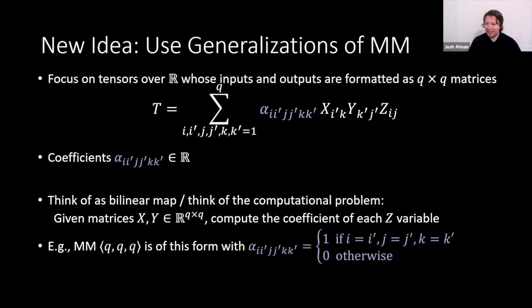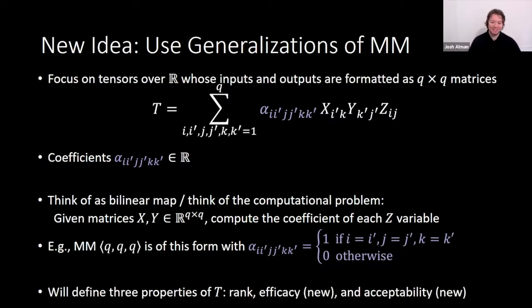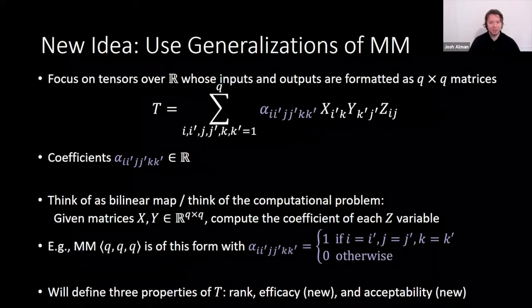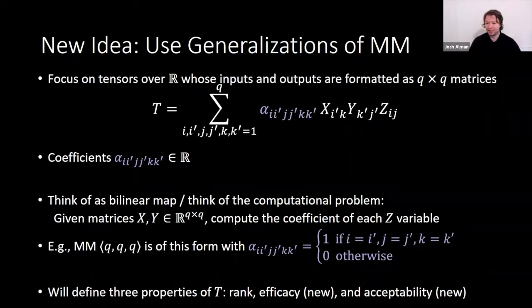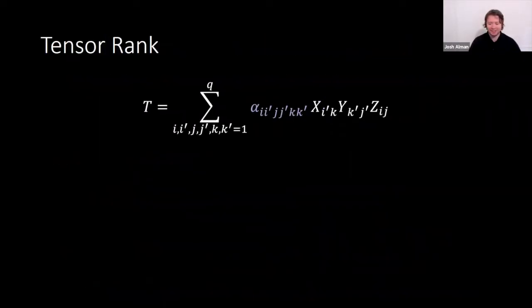So I'm going to define 3 properties of such a tensor that are going to be relevant for our algorithm. The first is rank, that you are likely familiar with, and the second 2 are new ones that we introduced. So let's start with rank. So here's just the tensor again. I'll go over this quickly. You're probably relatively familiar with it.